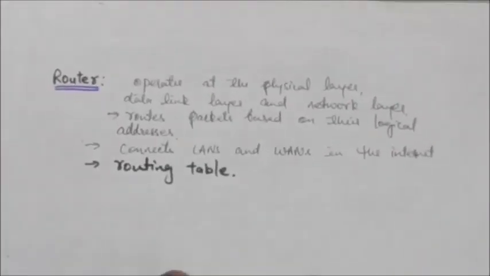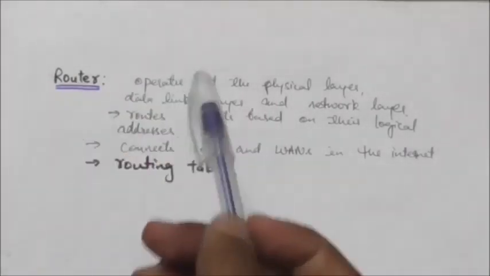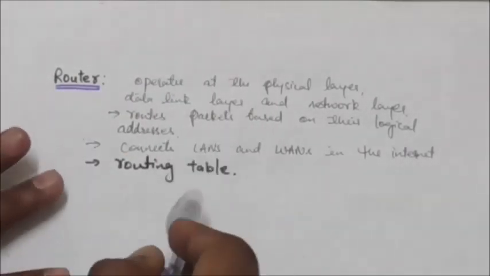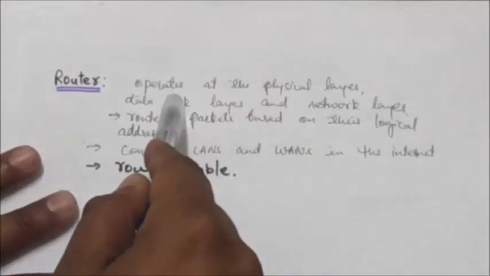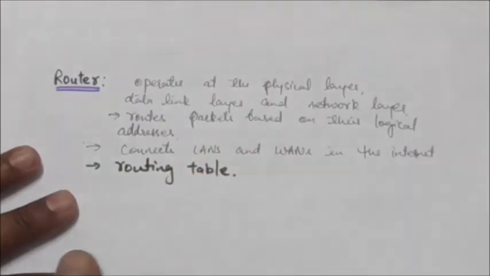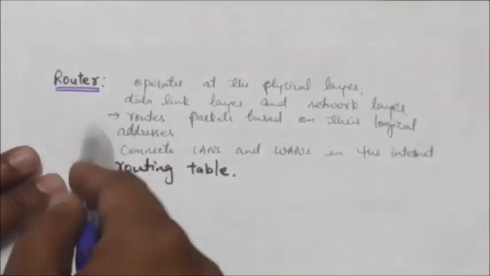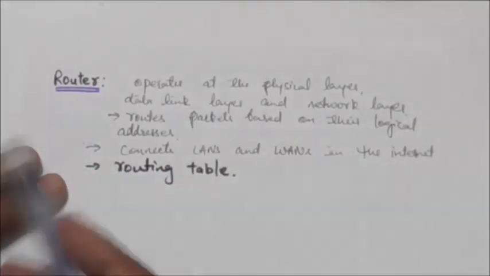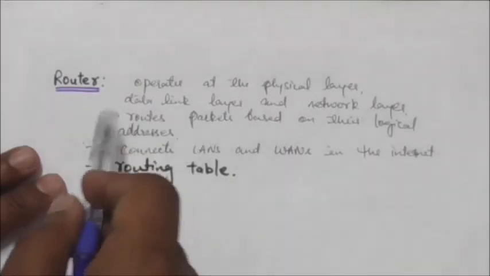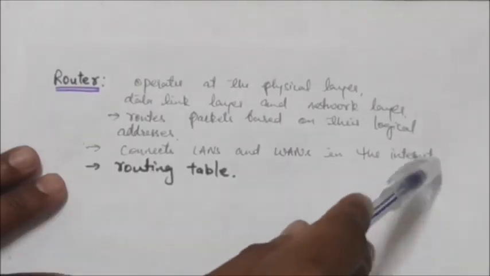Now the next device is router, right? So what happens in this device? This device operates at the physical layer, data link layer and network layer, right? And this router routes packets based on their logical addresses. And a router normally connects LANs and WANs in the internet, right?